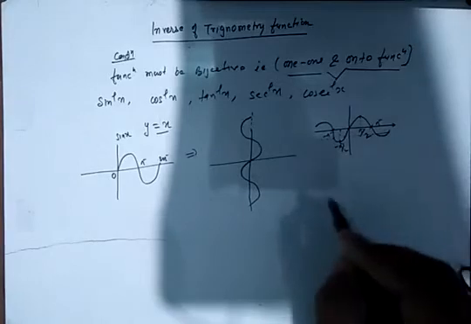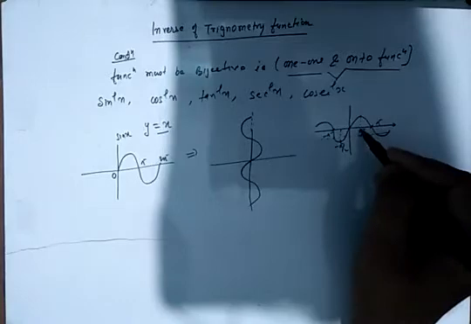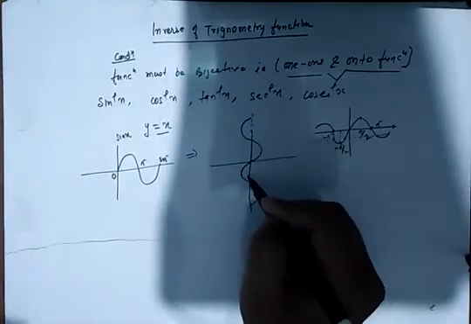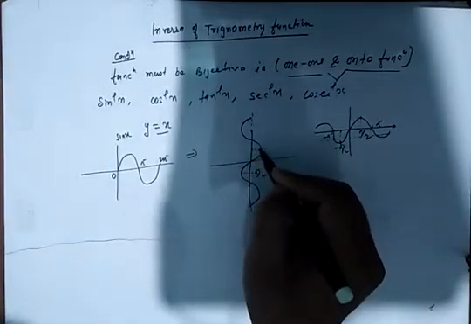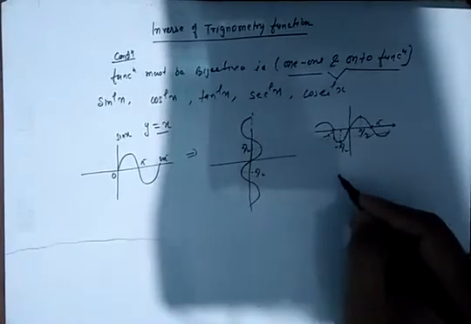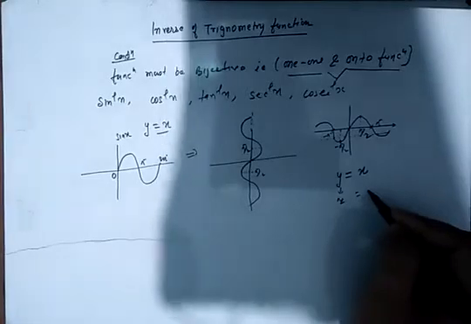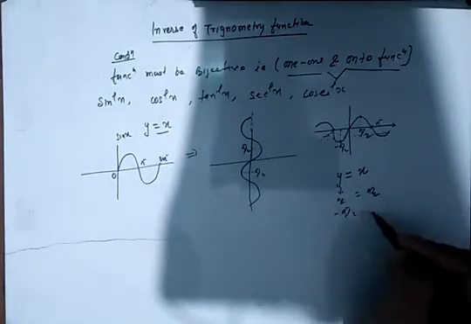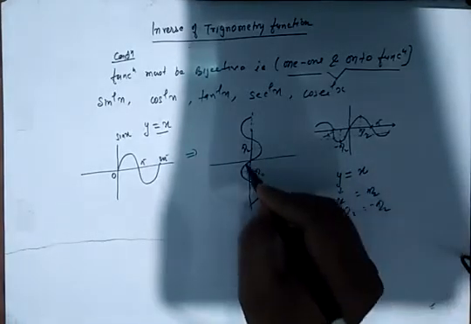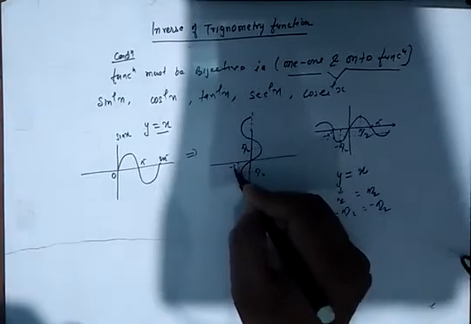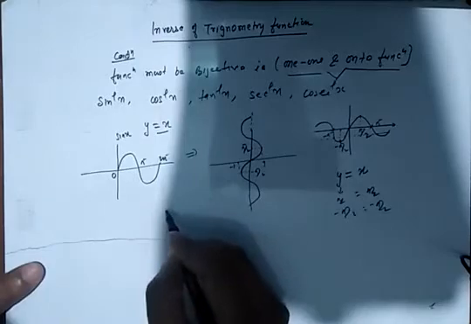So we have to draw the inverse of the function up to this range, minus pi by 2 to pi by 2. Suppose this becomes minus pi by 2 and this becomes pi by 2. After that, we can replace y equals x. If you put y equal to pi by 2, x becomes pi by 2, and for minus pi by 2, x becomes minus pi by 2. This is the vice versa interchange. So in this case, this is minus 1 and this is 1. Okay, so this is the graph of the function.